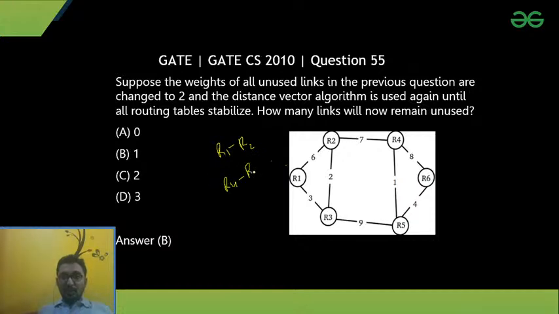So they reduced both weights, and their weight is reduced to 2. Initially it was 6 and 8. So what will now be the links that are not being used? This is an important thing, that sometimes what happens in the examination is some questions are related.